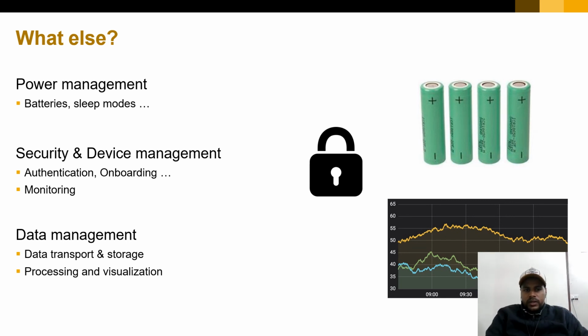The second one is security and device management. Security and device management is something we need when we have to authenticate or onboard any product or consumer. We can make use of IoT devices. They can automate our work with the help of sensors. They can also help in monitoring.